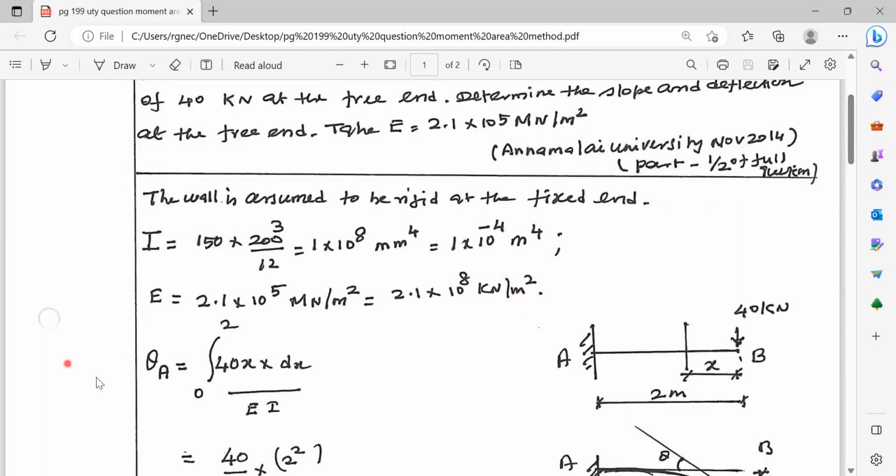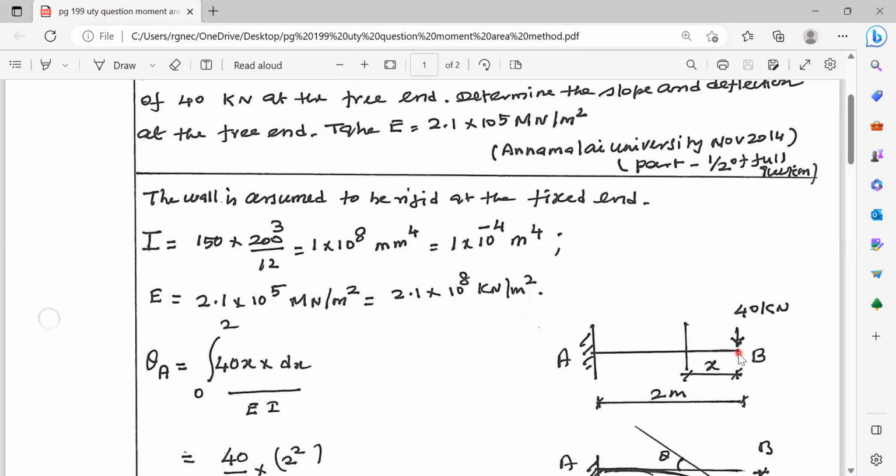Now the slope at this point B is theta B, and here this is theta B. This is a mistake. This is not theta A, this is theta B. Theta B is the slope at the free end. At the fixed end A, the slope is 0. At B, the slope is theta B.